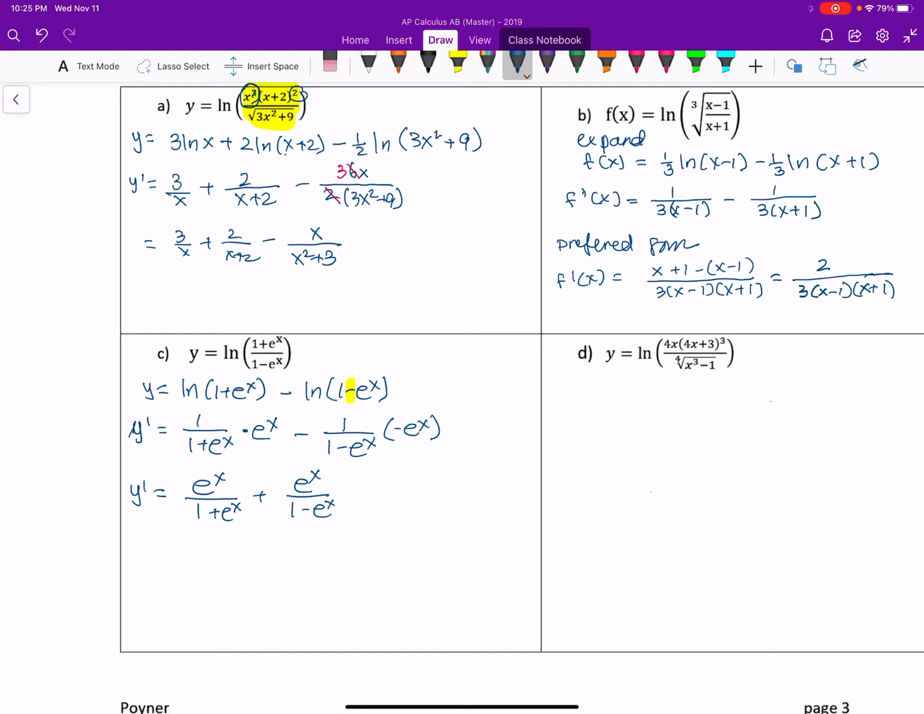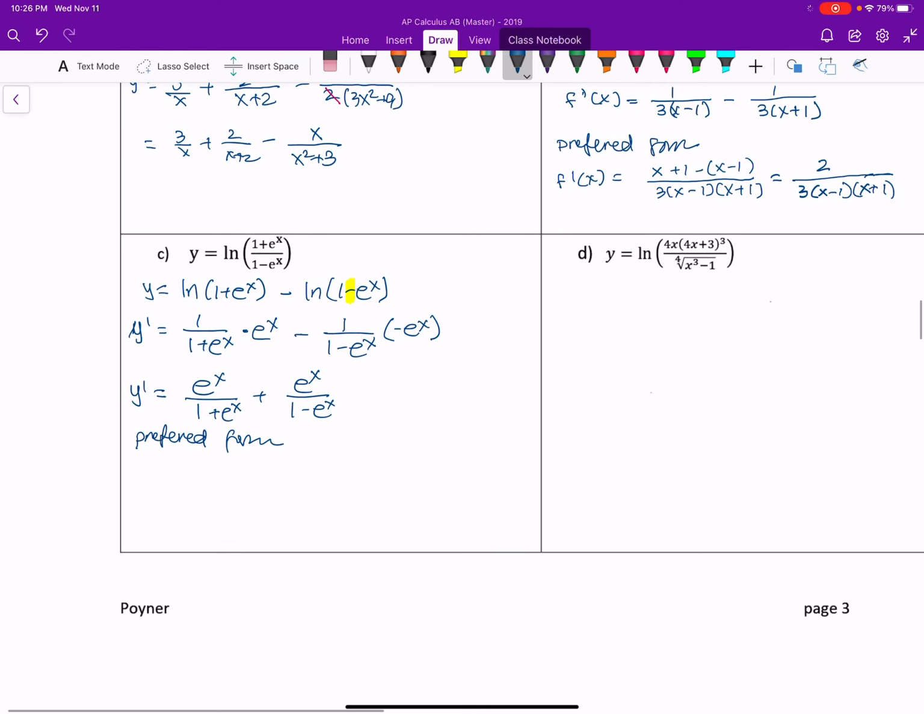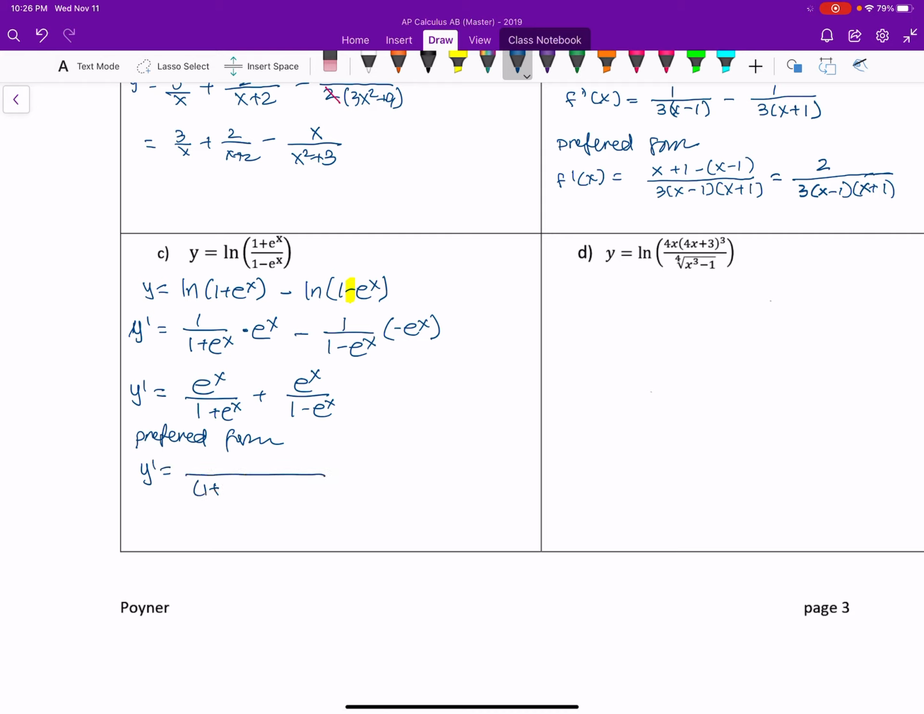The preferred form, however, most often, is to have a common denominator. So then I would, in the denominator, have y prime. It's going to leave it a factor. Don't multiply them together. Just leave them as one in the denominator, 1 plus e to the x and 1 minus e to the x. And I need to take e to the x times 1 minus e to the x in the numerator, and then plus e to the x times 1 plus e to the x here.